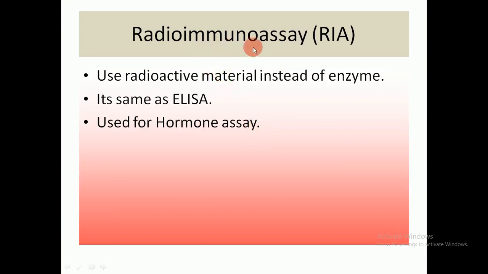Another test is the radioimmunoassay, using radioactive material instead of enzyme, with the same principle as ELISA. Previously it was used for hormonal assay, while nowadays the ELISA test is used.